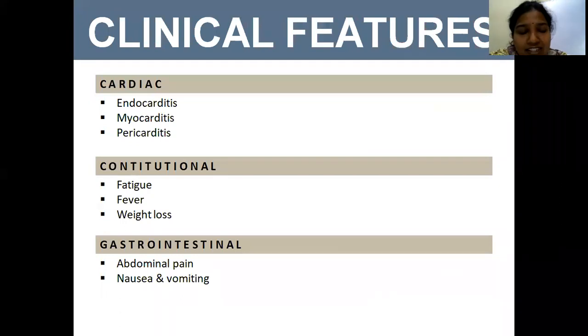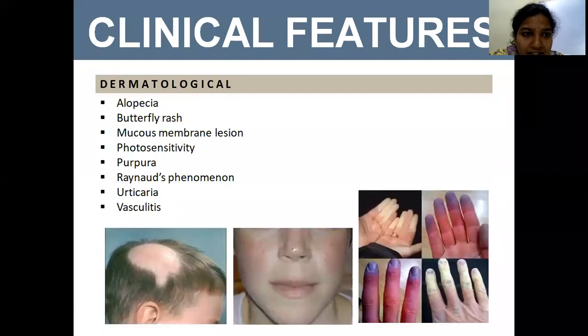So, clinical features of SLE. The cardiac manifestations include endocarditis, myocarditis, and pericarditis. Constitutional, like fever, fatigue, weight loss. Gastrointestinal, like abdominal pain, nausea, vomiting. And dermatological problems, conditions like alopecia, butterfly rash, mucous membrane lesion, photosensitivity, purpura, Raynaud's phenomenon, urticaria, and vasculitis. Usually the child most commonly presents with dermatological complications and also constitutional symptoms like fever, fatigue, and weakness.